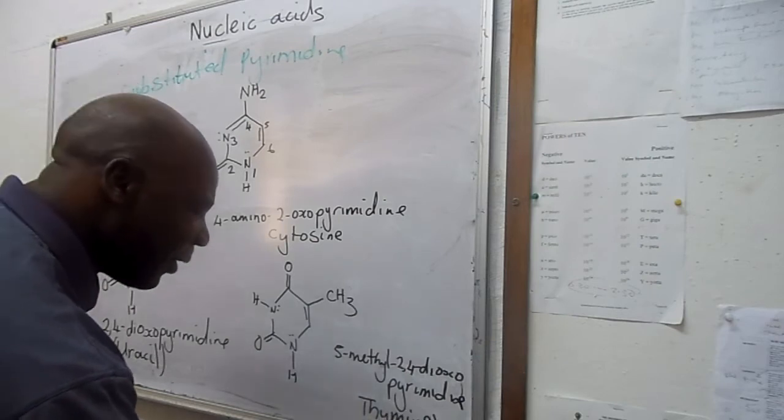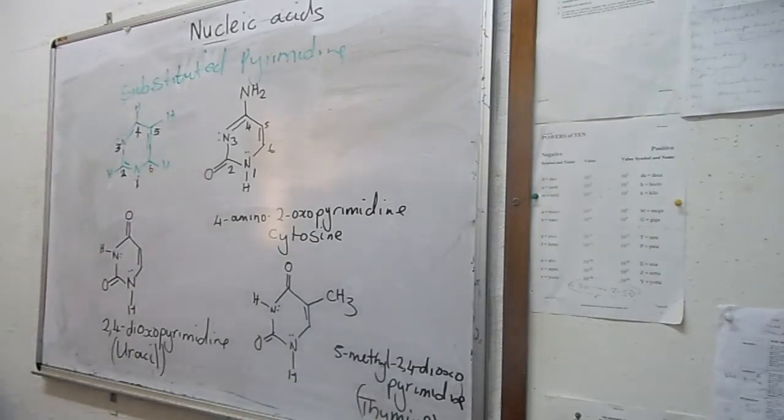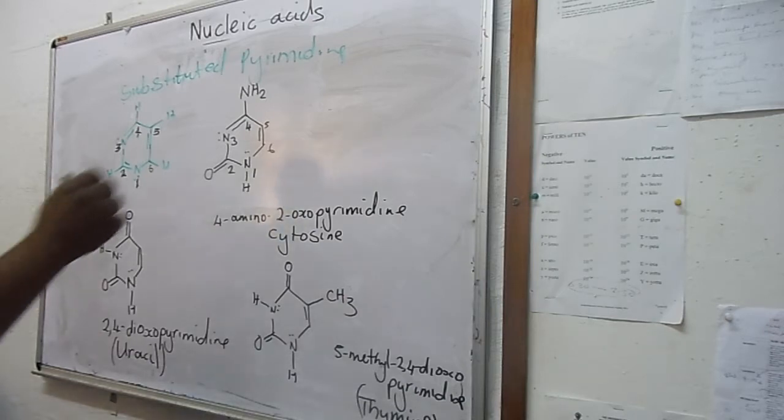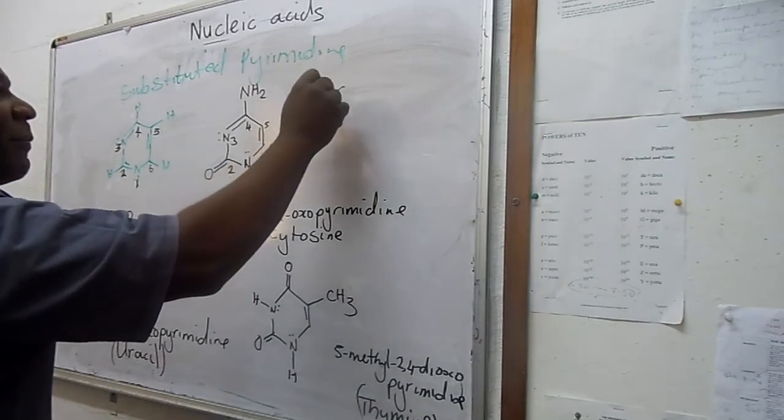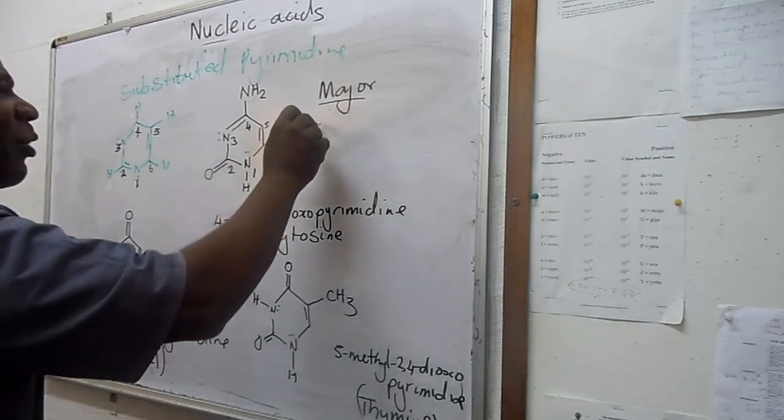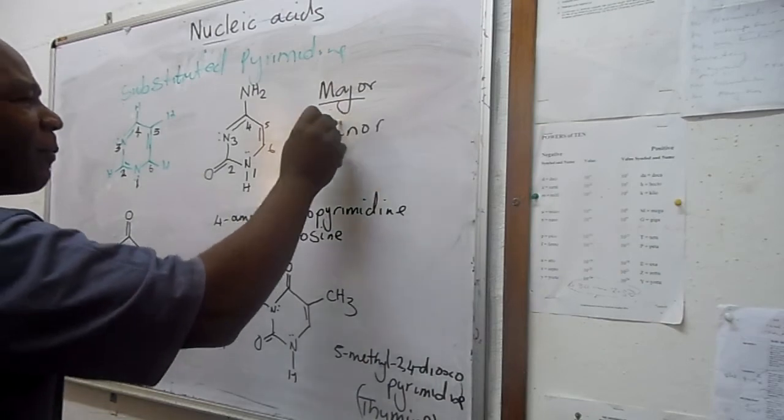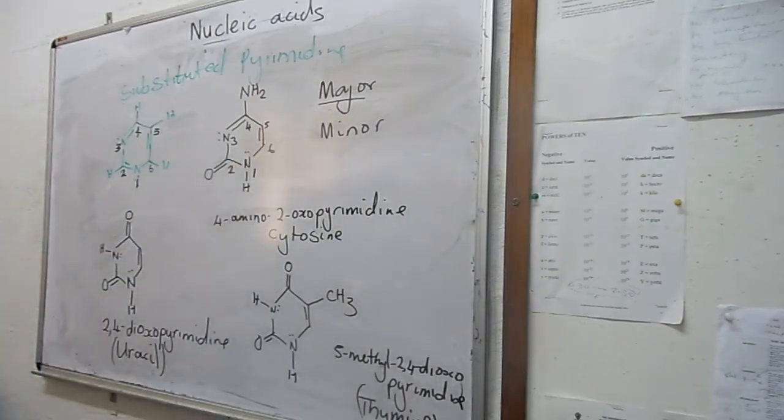So these are the major pyrimidines that you will find in nucleic acids. But it suffices to say that there are also what are known as the minor. So we've talked about the major, but there are also other bases that are called the minor pyrimidines.